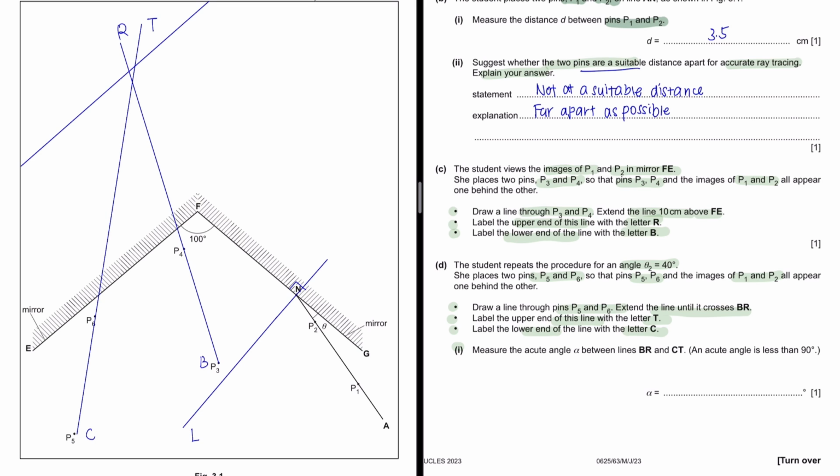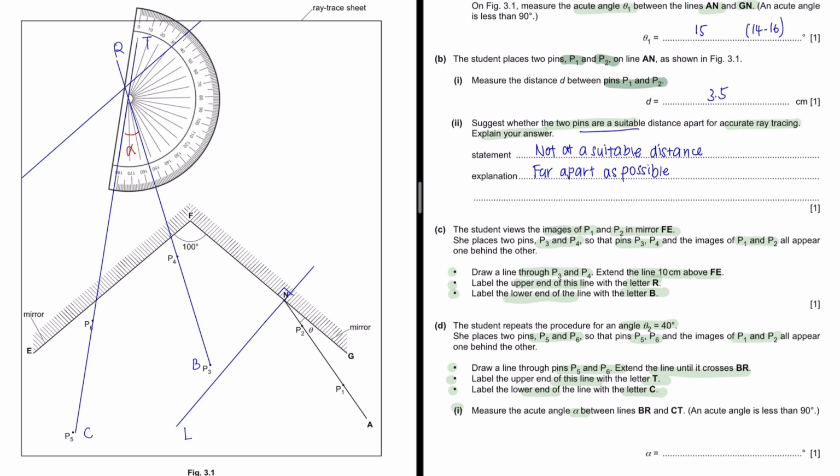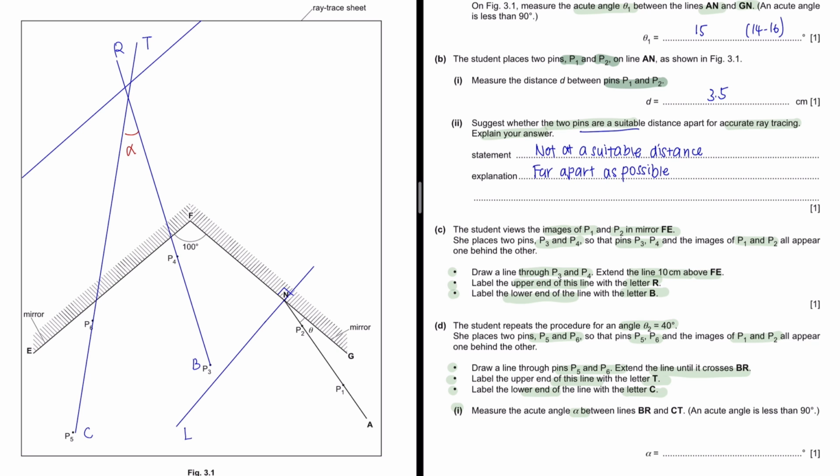Next, part 1. Measure the acute angle alpha between the lines BR and CT. Just place your protractor accordingly and you should get an angle for alpha within the range of 25 to 29 degrees.